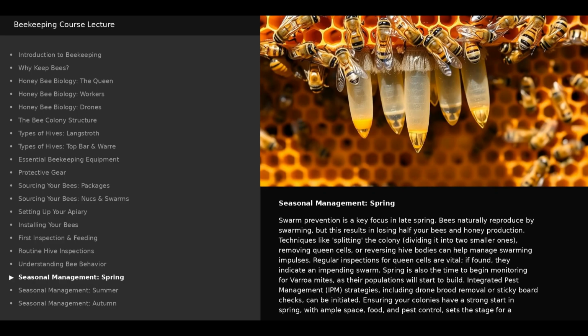Ensuring your colonies have a strong start in spring, with ample space, food and pest control, sets the stage for a productive honey flow in summer and a healthy colony going into the next winter. Proactive management during this period is paramount for beekeeping success.